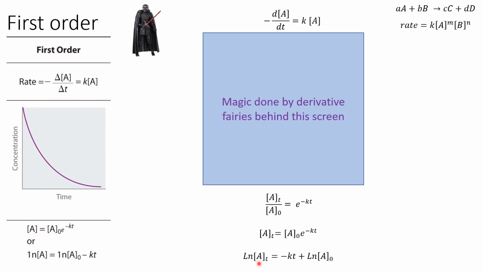Oh, but look at that. If you were to plot this on your y-axis, and then you could call negative k your m, that's your slope. So you've got y equals mx plus b, and this ln of initial concentration can be your b. So basically we have linearized the integral of this situation.